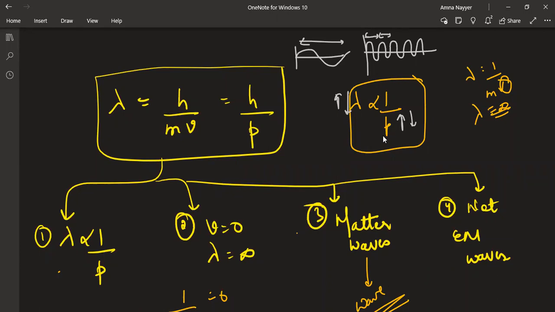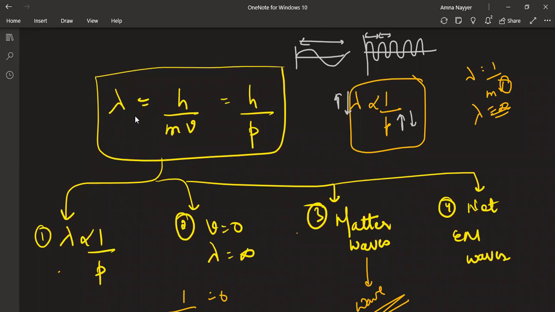Secondly, when you put velocity as 0, 1 by 0 will be infinity, so lambda will be infinity. It means infinite lambda cannot exist. This means de Broglie wavelengths will exist only if velocity is non-zero. Then only the value of wavelength will exist. So when v is 0, lambda is infinity. This implies that waves are associated with material particles only when they are in motion.